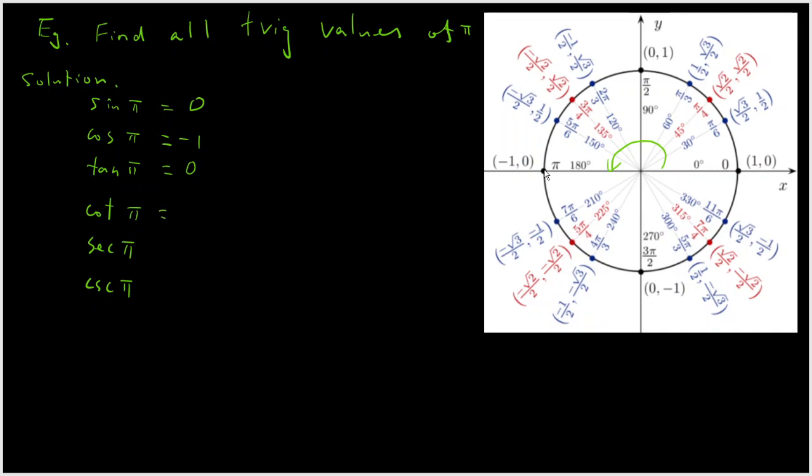Okay. And then cotangent of pi, please. A little tricky. Cotangent of pi is defined as x over y. Okay. X over y. Undefined is right. Whenever you see 0 on denominator, it is undefined. Okay. So cotangent of pi is undefined.